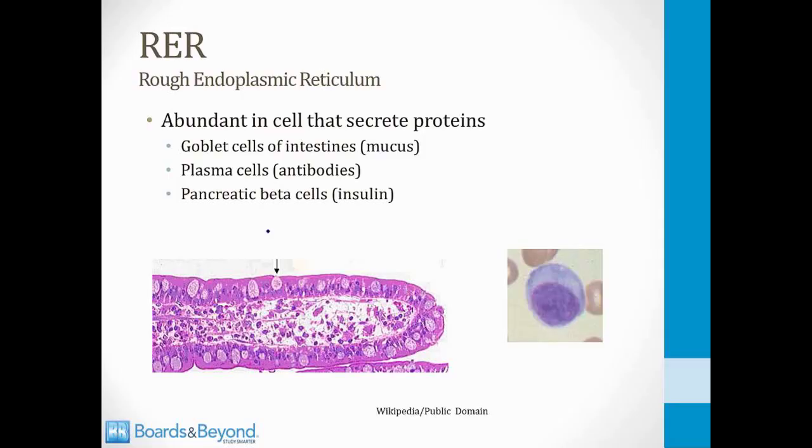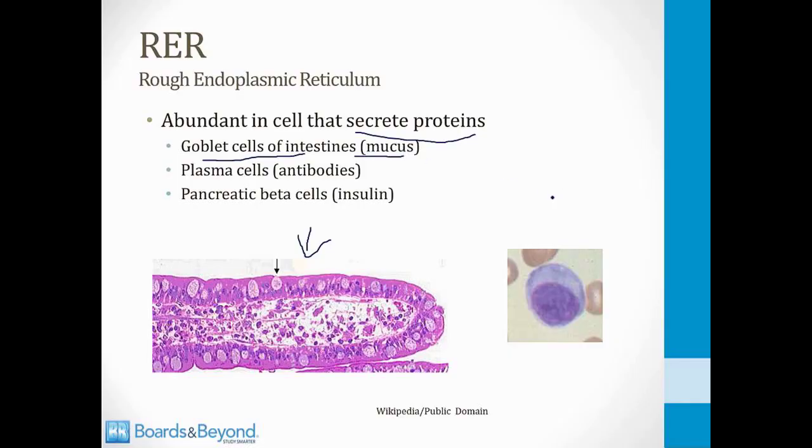And you can find rough endoplasmic reticulum in many other cell types. This type of endoplasmic reticulum is especially abundant in any cell that secretes proteins. So, for example, you can find lots of rough endoplasmic reticulum in the goblet cells of the intestines, as shown in this slide on the bottom left of the screen. Those cells are responsible for synthesizing and secreting mucus.